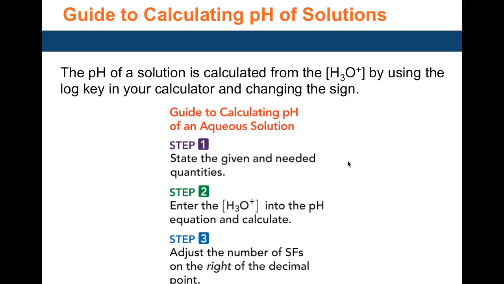So when you're doing pH problems, if the H3O+ is given, just take the negative log of it and you get the pH. Also make sure that the sig figs match up properly according to the rules of sig figs for pH.